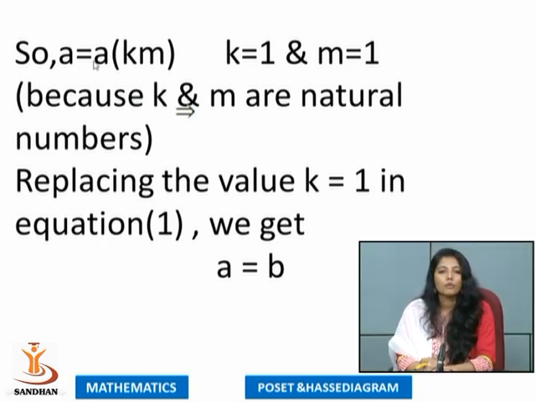A is equal to A here. We can replace our value K equal to 1 in equation 1. We get A is equal to B here. So A divides B and B divides A, implying A equal to B. So the second condition, antisymmetry, is also satisfied.